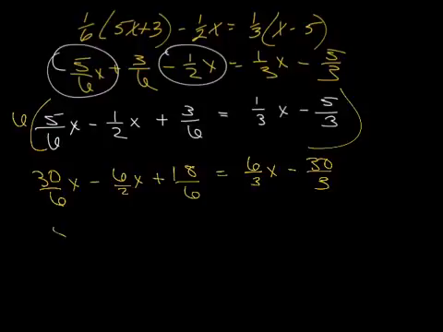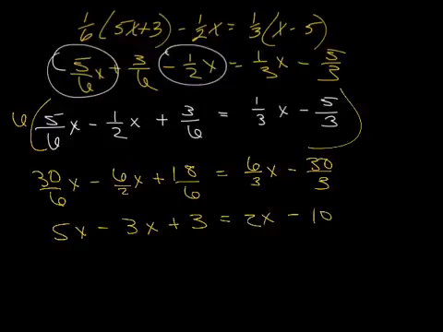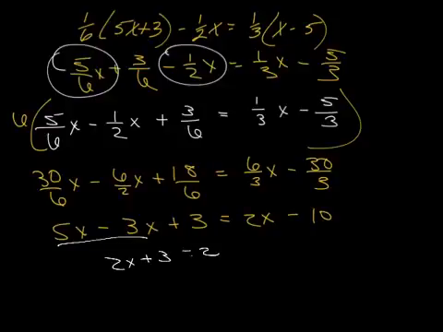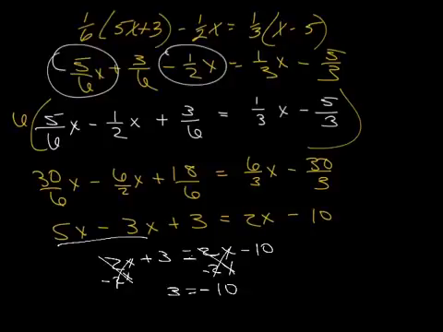Alright, so 30 over 6 is 5, minus 3x plus 3 equals 2x minus 10. So in white we get 2x here plus 3 equals 2x minus 10. Alright, so let's see. Let's subtract 2x from both sides. And I get that goes away. Oh, and those go away. So all I'm left with is 3 equals negative 10. That is not a true statement.